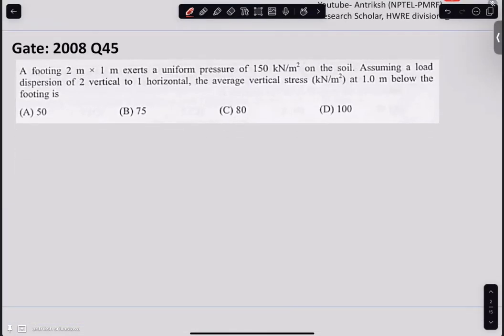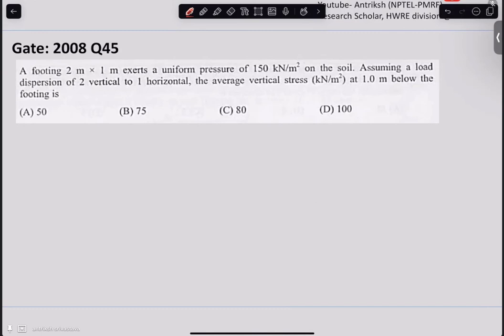GATE 2008 question number 45. A footing 2 meter by 1 meter exerts a uniform pressure of 150 kN per meter square on the soil. Assuming a load dispersion of 2 vertical to 1 horizontal, the average vertical stress in kilonewton per meter square at 1 meter below the footing is.